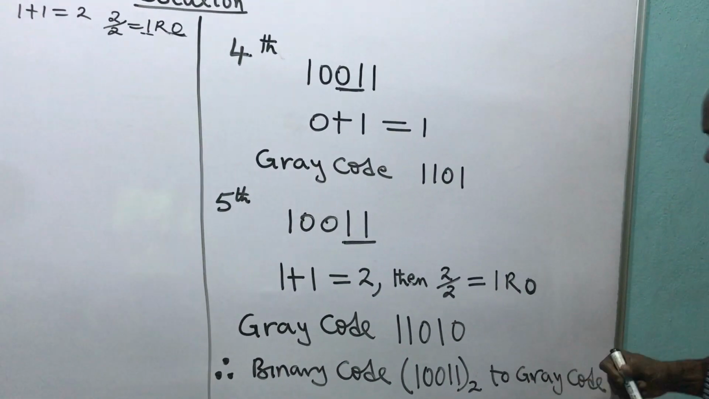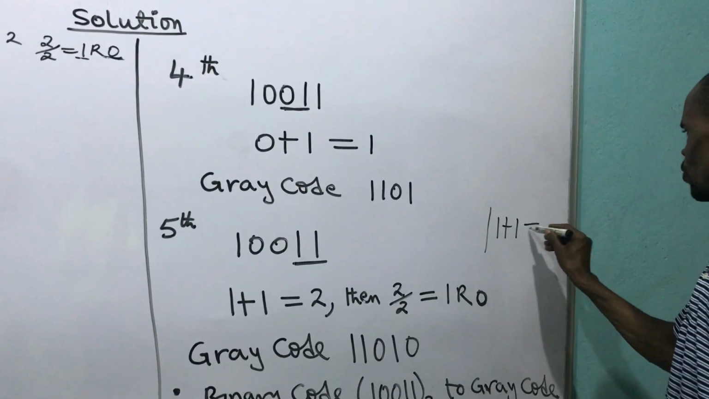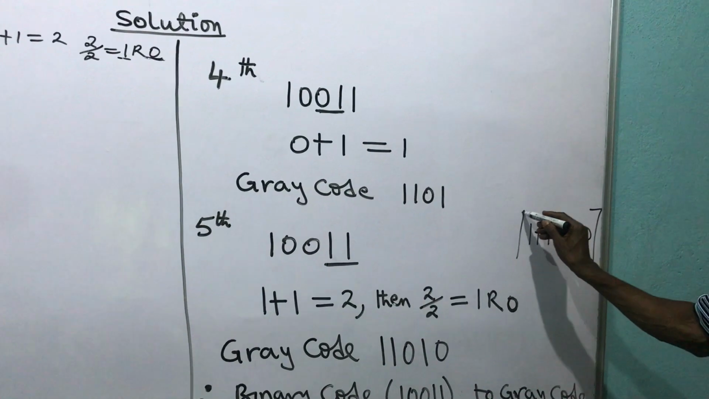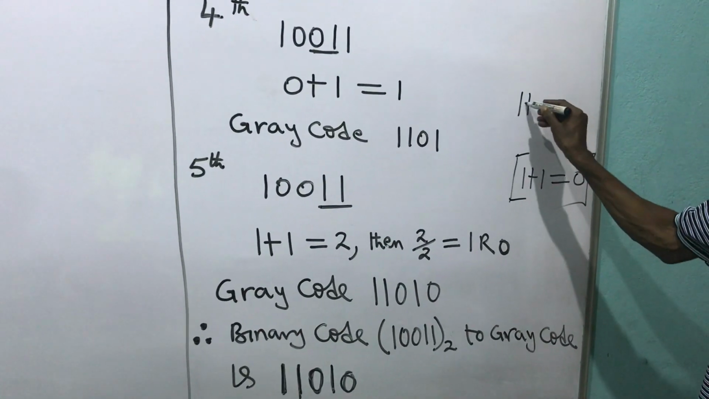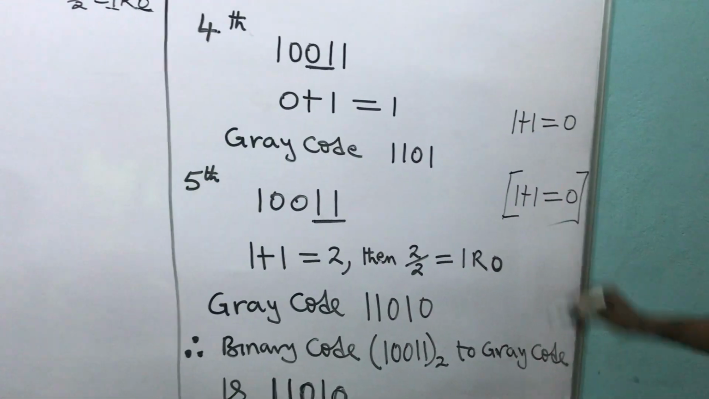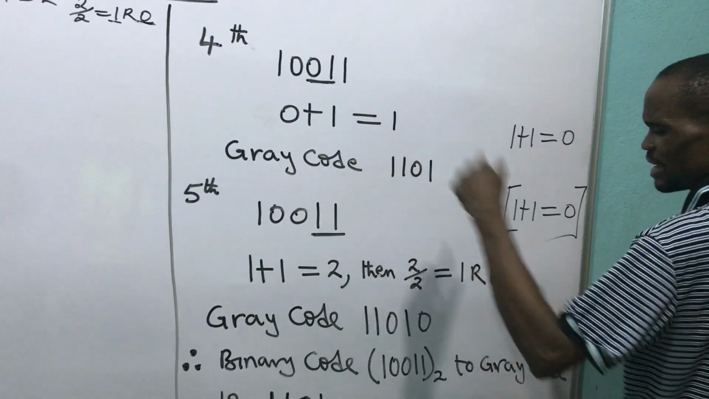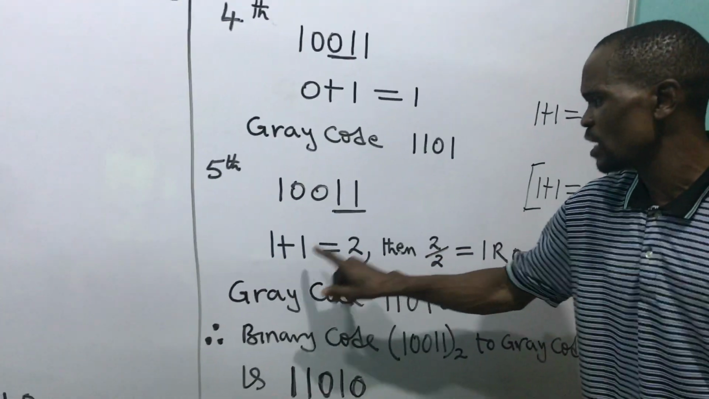And this 0, what it implies is that 1 plus 1 is equal to what? 0 in base 2. That means 1 plus 1 is equal to 0 in base 2. That means this 1 plus 1 is 0. Therefore, my gray code is what? 0. Understood? I said this 1 plus 1 is equal to what?